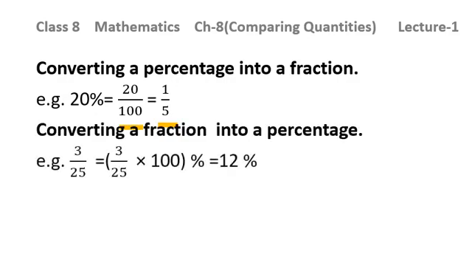Now how to convert a fraction into a percentage? If a fraction is given to you, that is 3 over 25, then you need to convert it into a percentage. So how will you proceed? 3 over 25 is to be multiplied by 100%, the percent sign will be there, so it will be 12%. This is the answer, simple as this. So converting a fraction into a percentage, 3 over 25 is multiplied by 100% and you get 12% as the answer. We have converted 3 by 25 into a percentage as 12%.